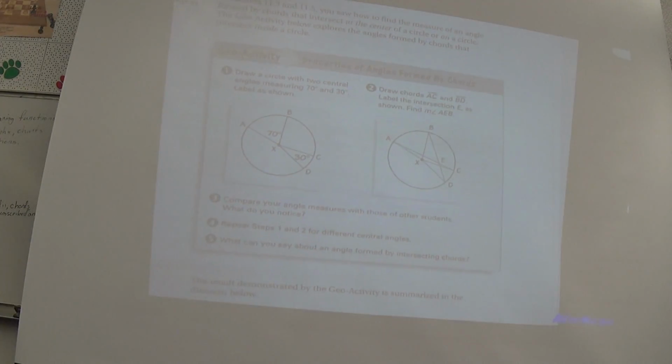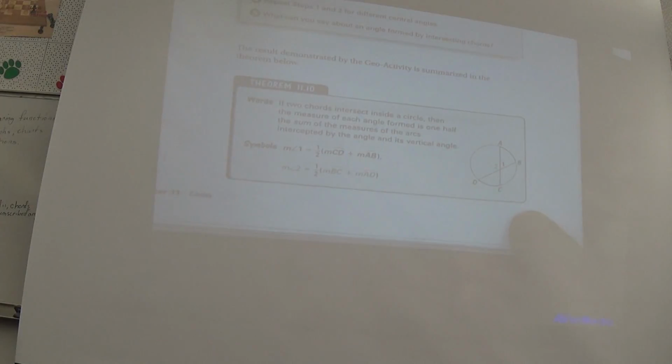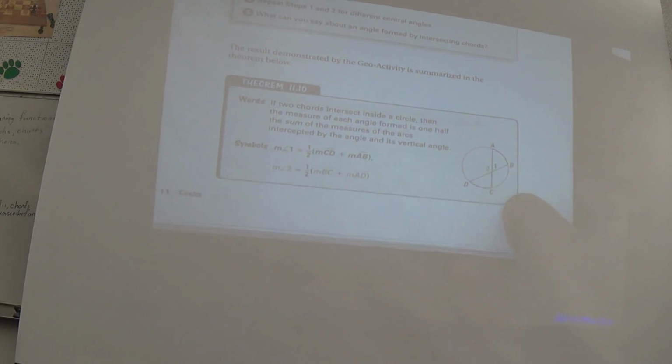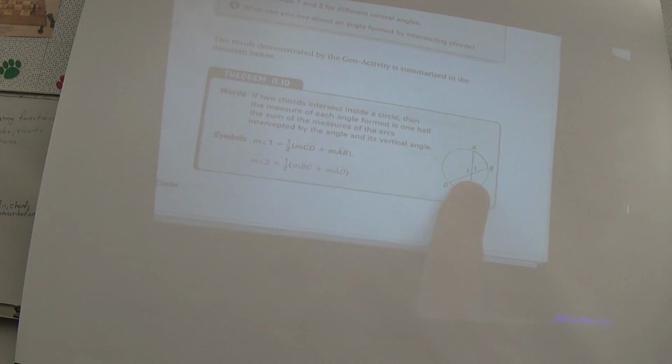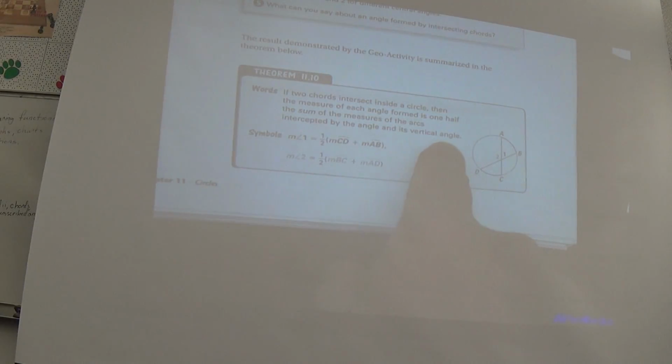All right, so now we're going to address those questions that you had on the previous assignment and how you would find those. If you look at this particular picture down here at the bottom, it says that if two chords intersect in a circle, then the measure of each angle formed is 1/2 the sum of the measure of the arcs intercepted by the angle and its vertical angle. So this is kind of like that 80-degree angle you were talking about in yesterday's assignment.